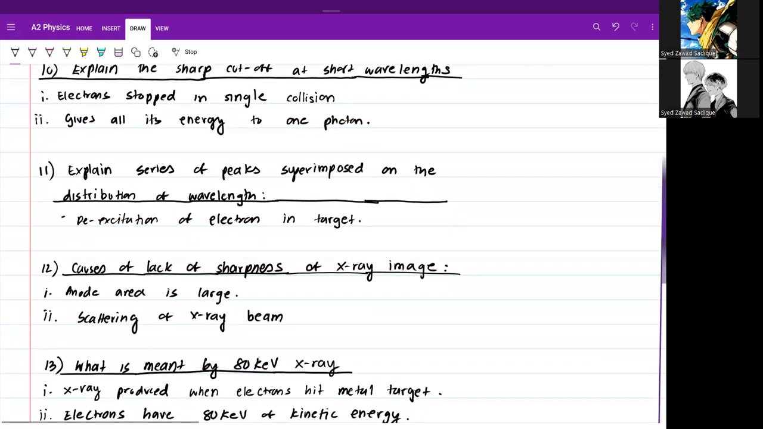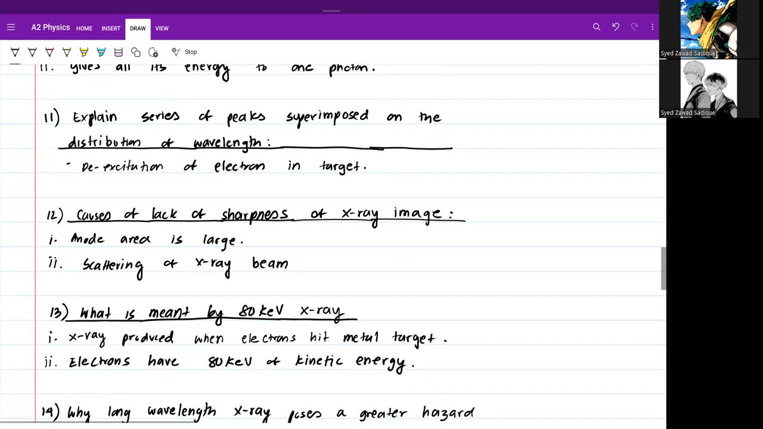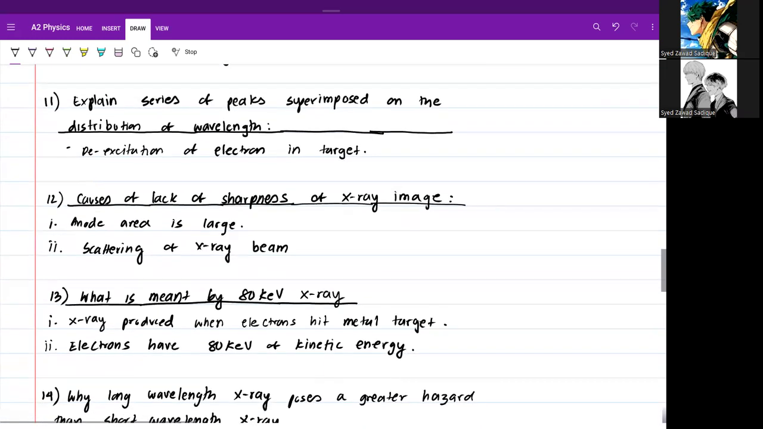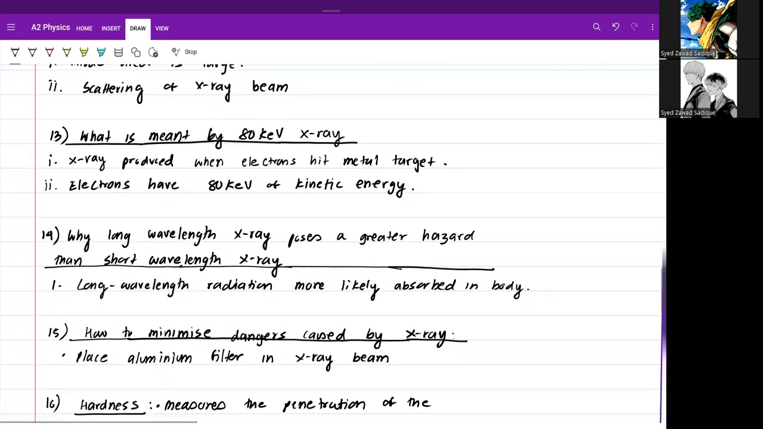Number 12 is causes of lack of sharpness of X-ray image. You can say anode area is large, scattering of X-ray beam. Number 13 is what is meant by 80 kilo electron volts of X-ray. X-ray produced when electrons hit metal target. Electrons have 80 kiloelectron volts of kinetic energy.